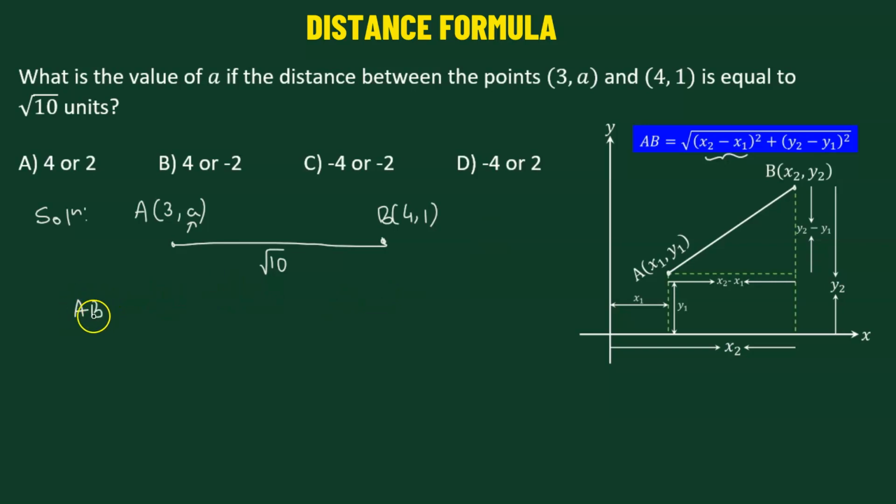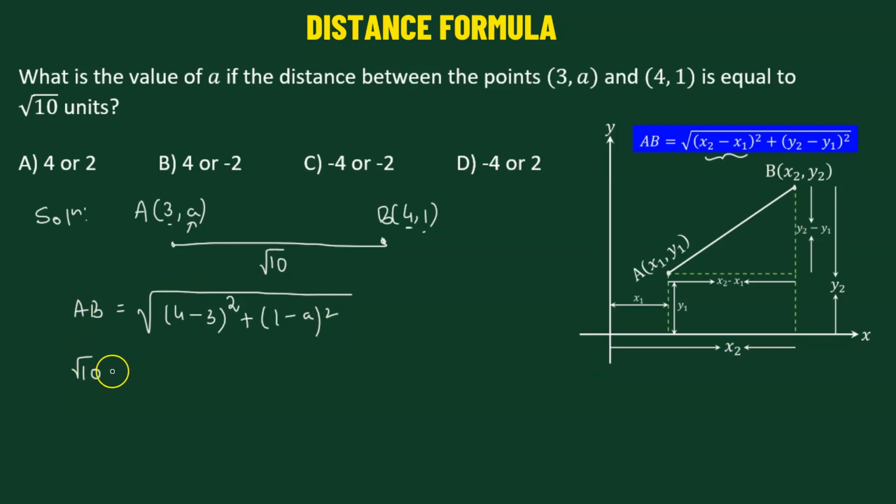So our AB will then be equal to square root of. First we'll have to take the square of the difference of the x coordinates. So if we take this to be x2 and this to be x1, or you can go the other way around, then we have 4 minus 3. So that's the difference of the x coordinates. We square it, and we're going to add it to the difference of the y coordinates. Since we chose 4, we're going to go with this y coordinate. So that's 1 minus a, and square it. And it's also given here that the value of AB is square root of 10.